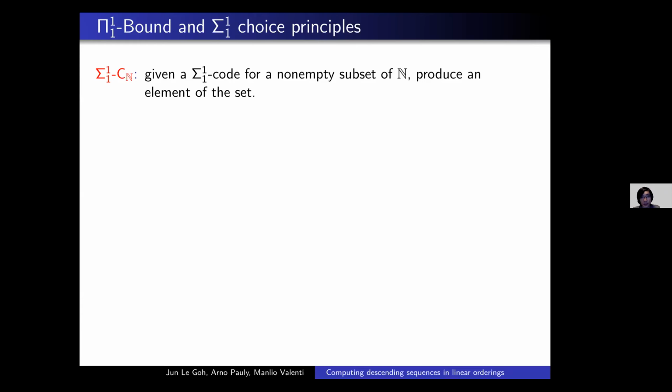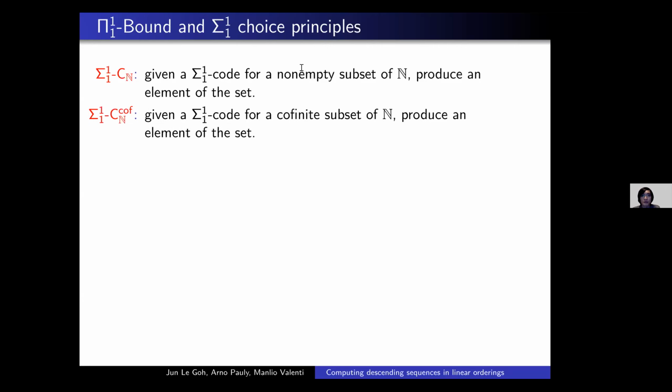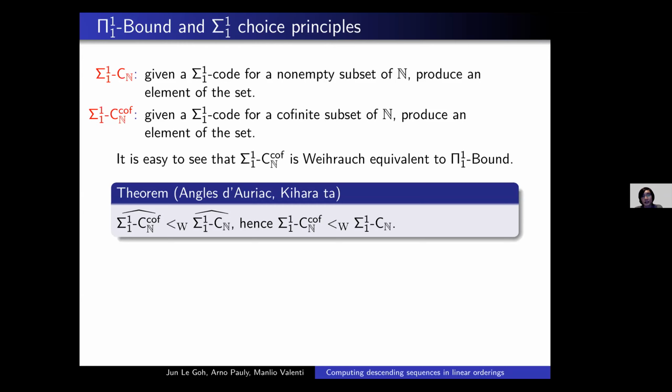There is a restriction of this problem where instead of looking at all of the non-empty subsets of N, you restrict your instances to just the cofinite subsets of N. And that's indicated here by the COF. Now, it's not hard to see that power 1 bound is actually Weihrauch equivalent to this cofinite sigma 1 choice. And these principles were studied by Anglès d'Auriac and Kihara. And here is one of their many results. They showed that this cofinite choice is actually strictly weaker than this sigma 1 choice itself. And the way they did that is that they took what is called the infinite parallelization of both of these principles, and they separated the things here, which implies the separation here.